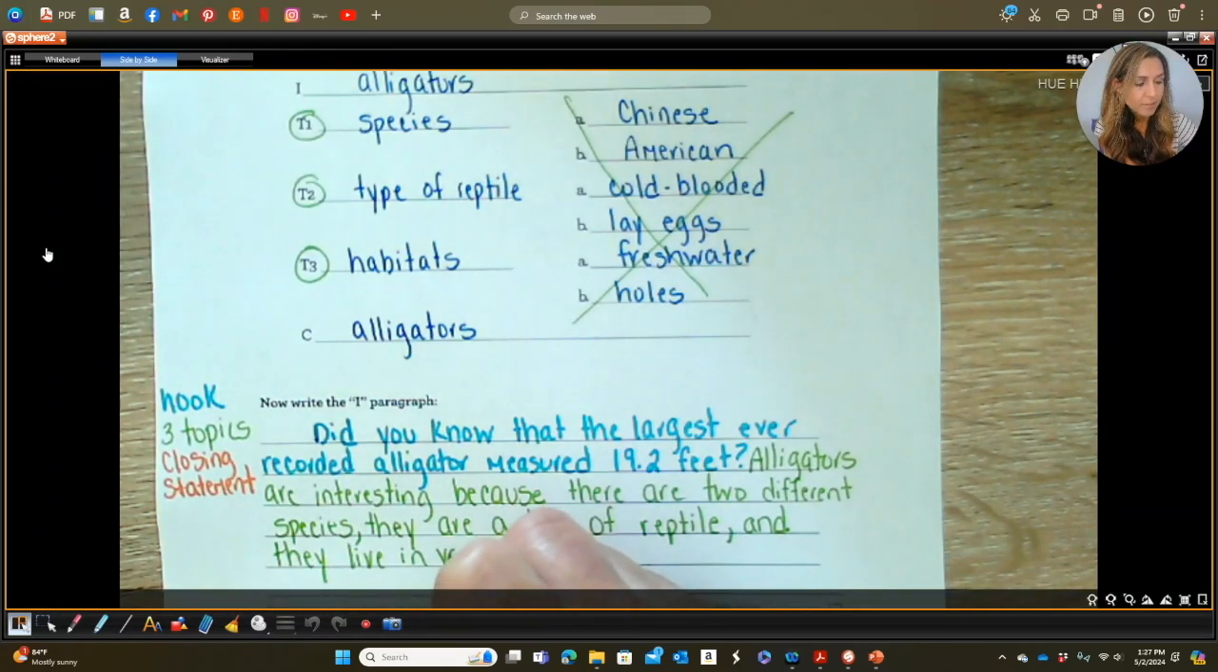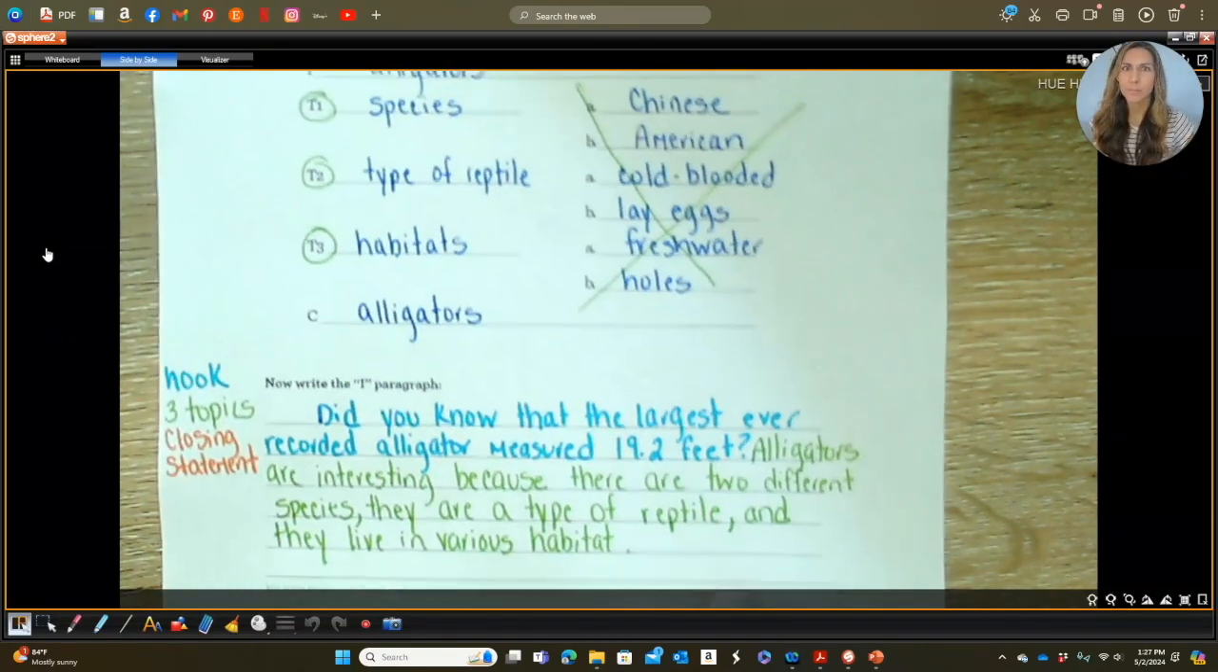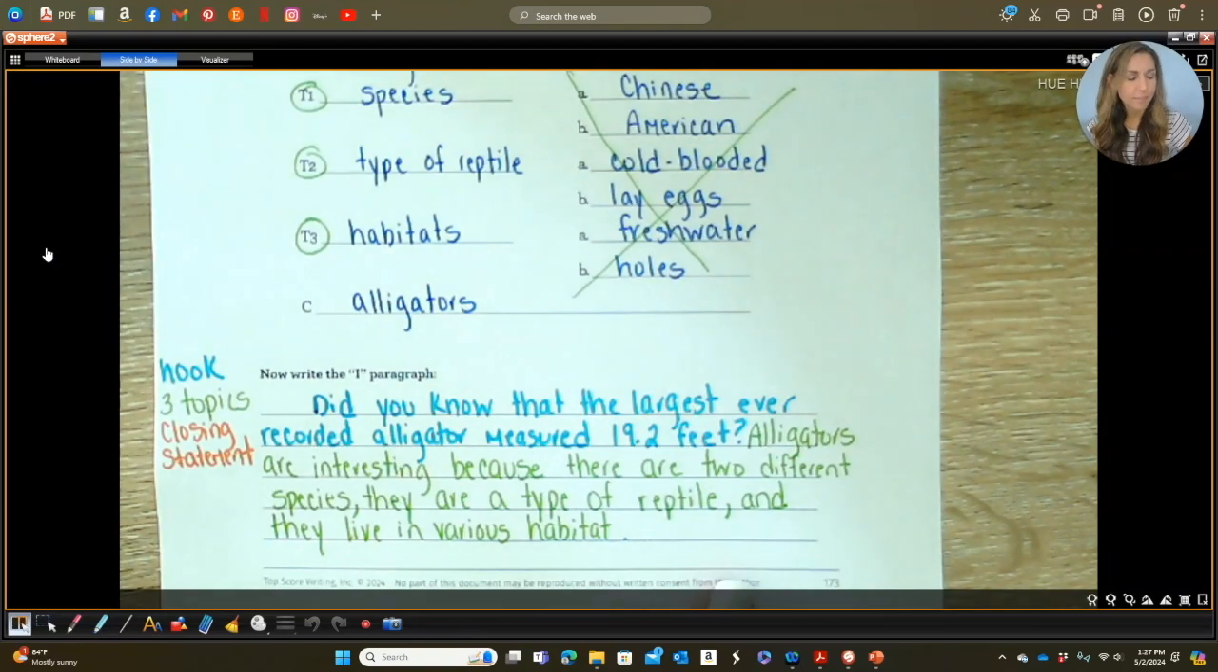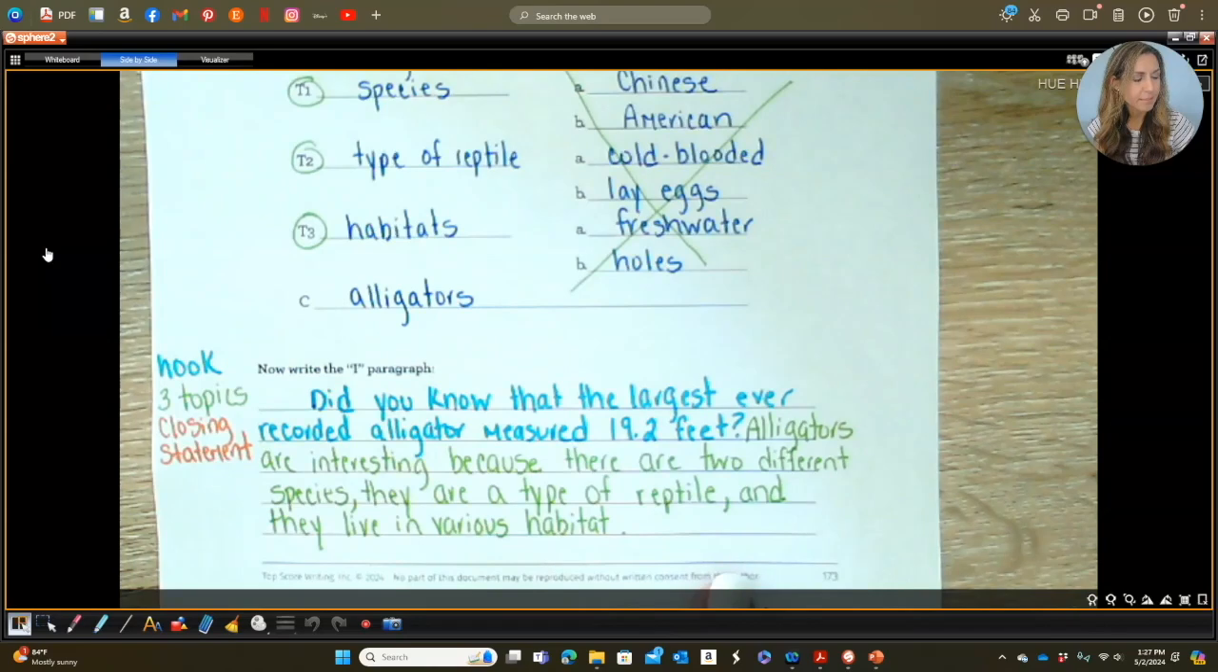in various habitats? I was going to say different types of habitats, but I've already said different types before. I said different species, so I didn't want to repeat myself. So I chose different words to say the same thing. Okay, so let's reread our three-topic sentence and see if it makes sense.